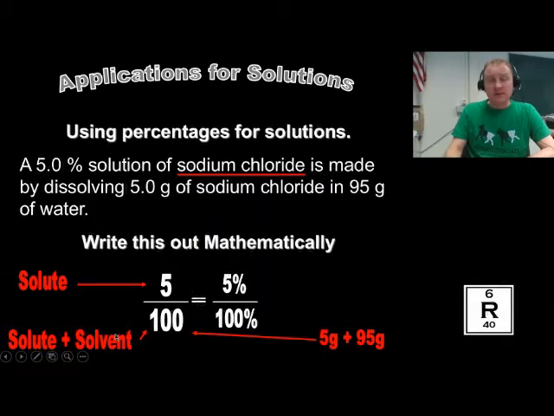Because the solution is made up of the solvent and the solute. The solution is both solute and solvent. So if we add the solute, which is 5 grams, to the solvent, which is 95 grams, our solution is 100 grams. So to look at this mathematically, the solute is divided by the whole solution, and again, the solution is made up of everything, the solute and the solvent. It's the whole thing together.